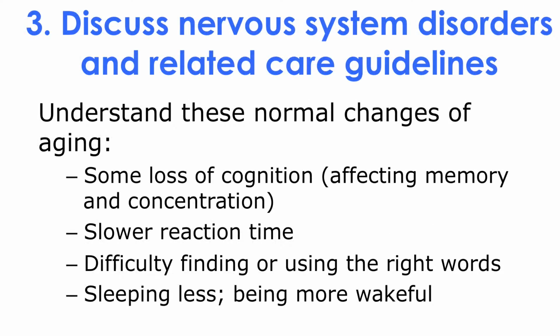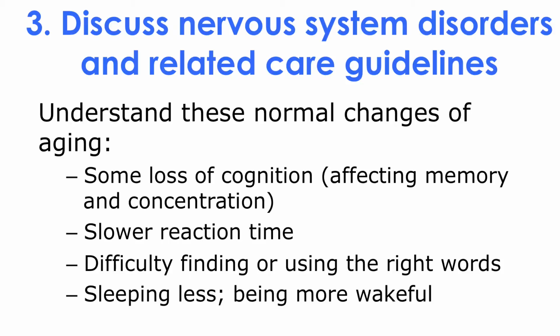So let's talk about and understand some of the normal changes of aging, okay? There may be some loss of cognition, affecting some of your memory and concentration a little bit, but not dementia, okay? You may have a slower reaction time. For example, athletes, as they get older, have slower reaction times, right? So they can't pitch as well. They can't catch as well. They can't shoot as well. They can't run as well. There's just a slower reaction time as we get older. And of course, as the age adds up, the reaction time also slows.